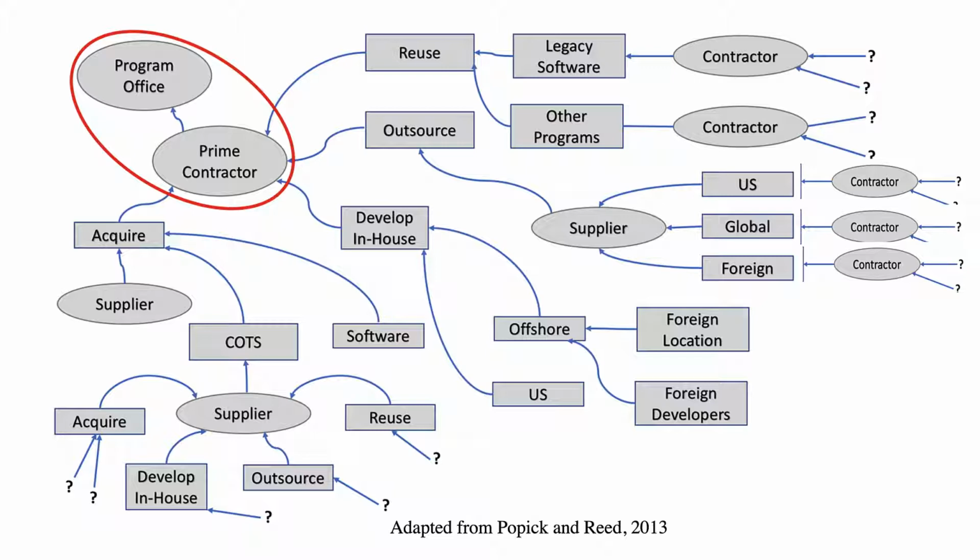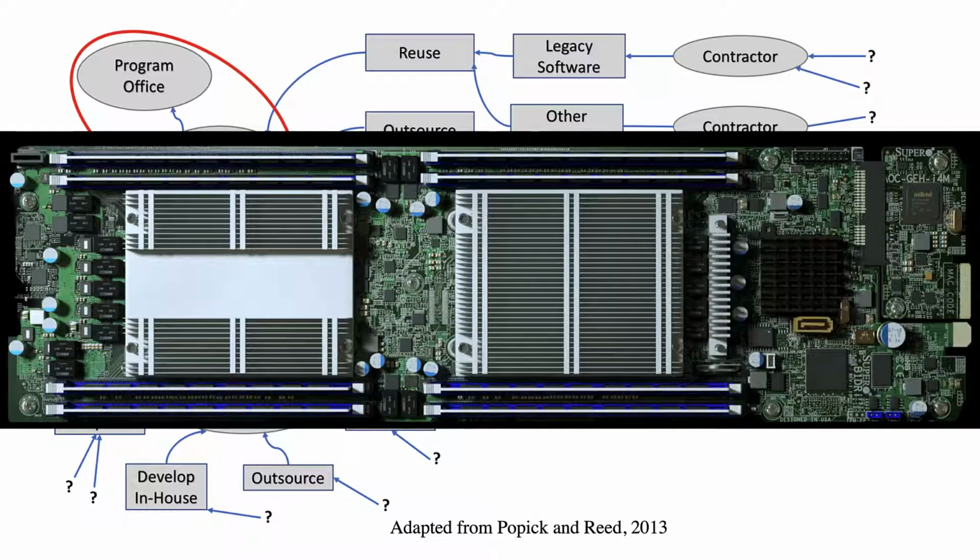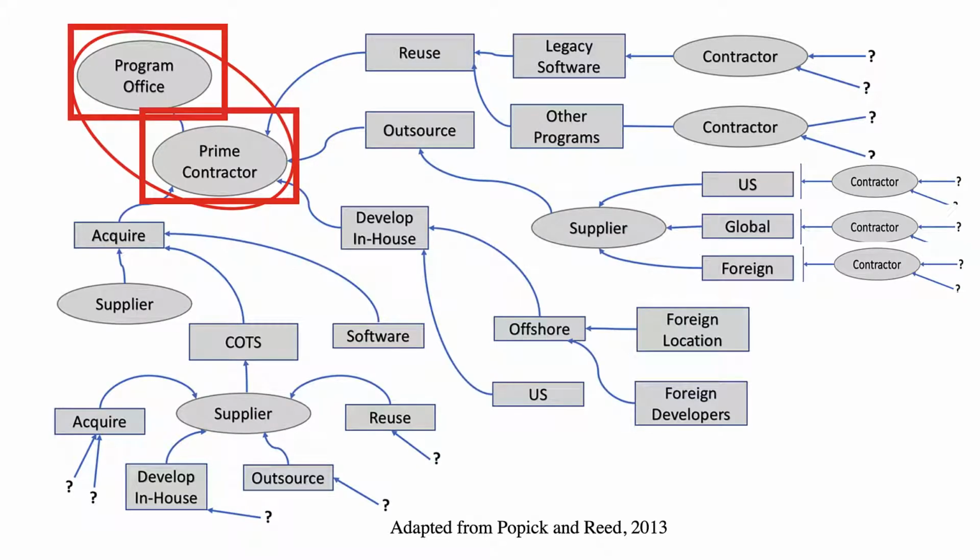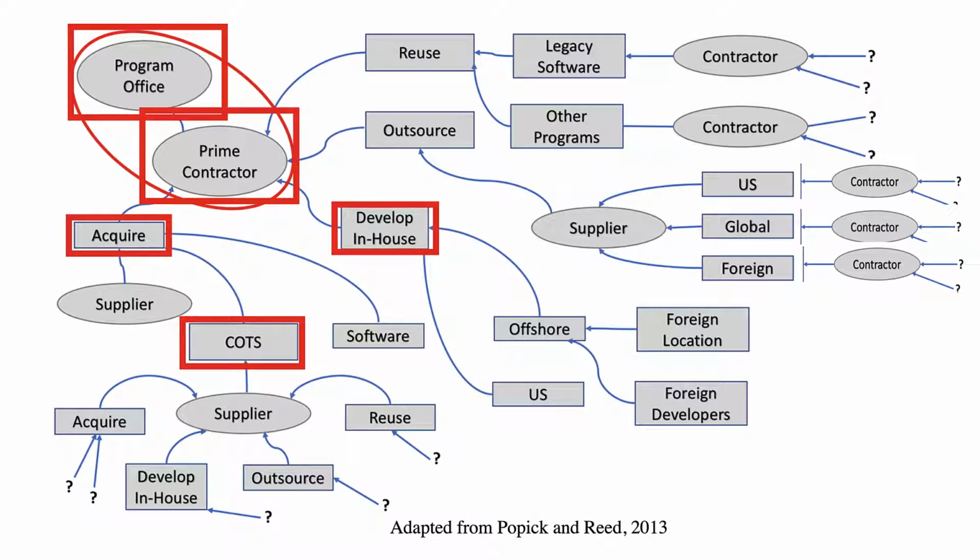So where do those products come from? And more specifically, where do those components come from? Because computers can be comprised of thousands or hundreds of thousands of hardware components and also millions of lines of software code. So the program office and prime contractor serve as the basis for the supply chain. And so the prime contractor can acquire those physical components from a supplier as well as the software code, or they can buy something that's already been built, commercial off the shelf. Or they can develop that in-house. They can have their software developers and their engineers develop the hardware and software.